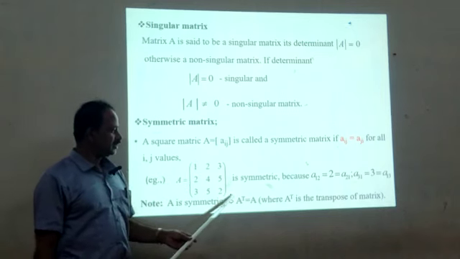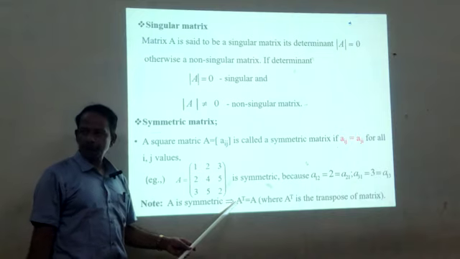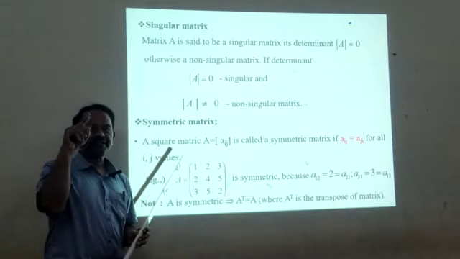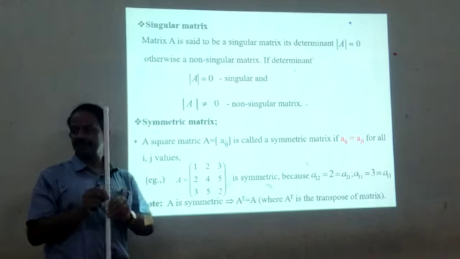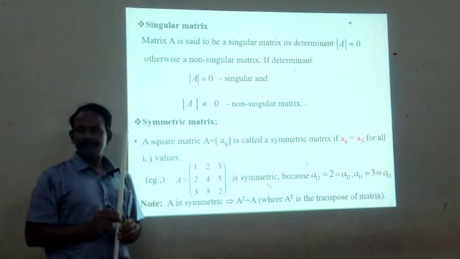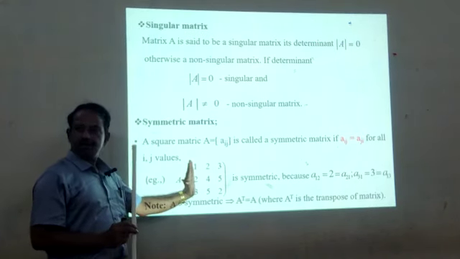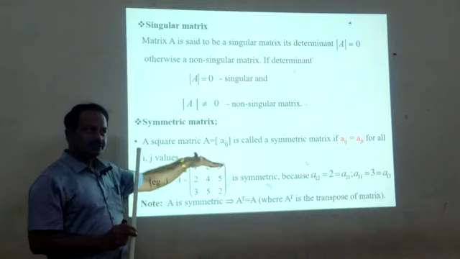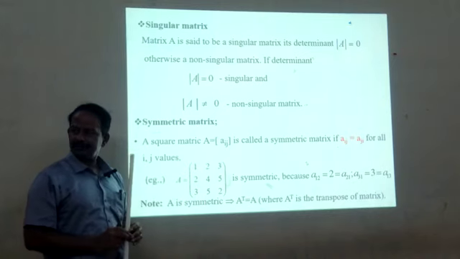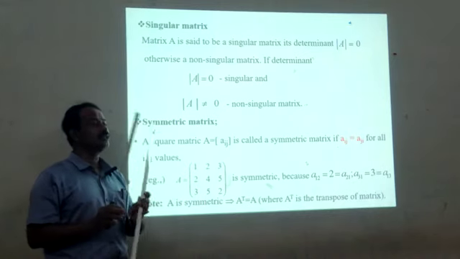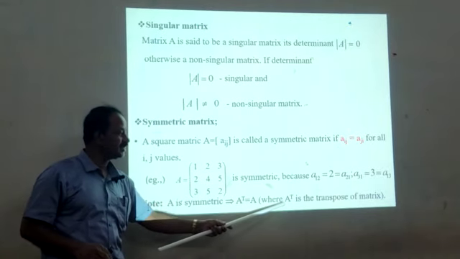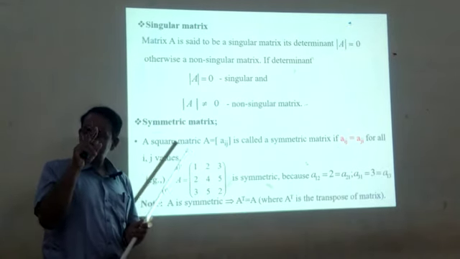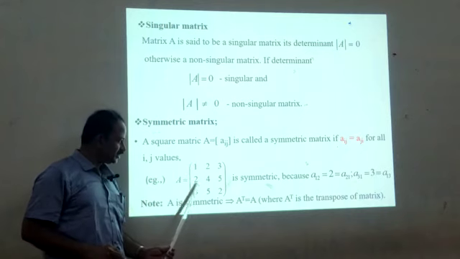A is symmetric. This is called A transpose. A to the power T is called A transpose. Transpose means rows into columns, columns into rows. This is your column, column into rows. This is your row, row into column. So when you interchange row into column or column into row, if the matrix is the same, then we can say that A transpose equals A.